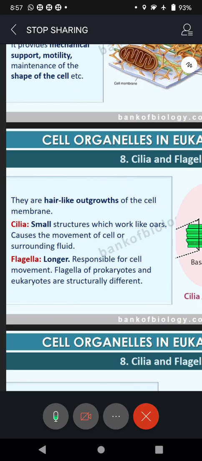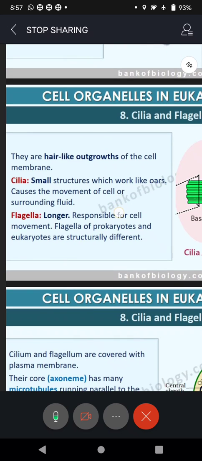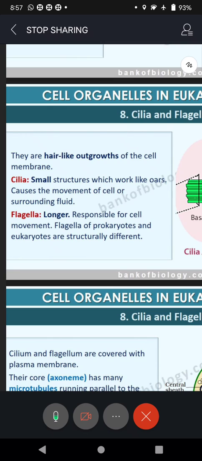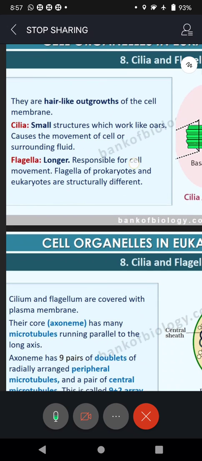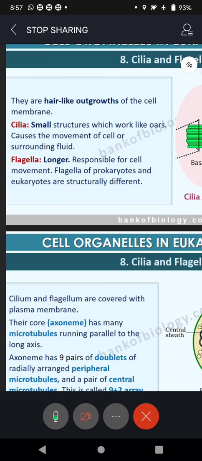On the other hand, flagella are whip-like structures, big thread-like structures. Cilia are small structures which work like oars and cause the movement of the cell or the surrounding fluid. What is this oar? In Kerala, every year there will be boat racing. Just like Formula 1 car racing, in Kerala, boat racing will be there. The people sitting in the boat use one wooden structure with which they push the water current and the boat goes forward. That's an oar. So here cilia also will be doing the same thing.